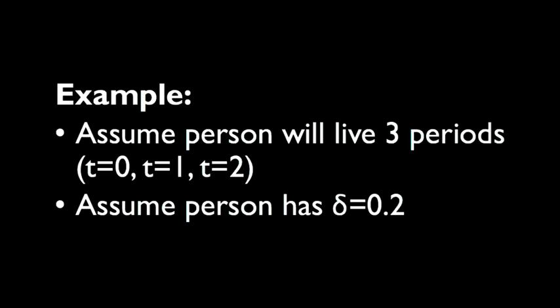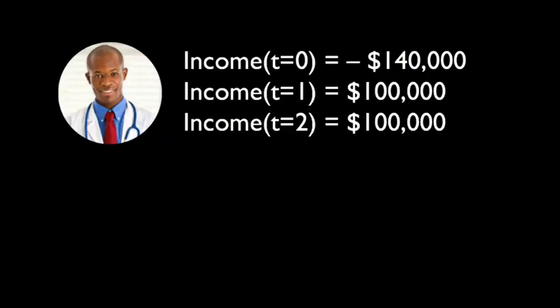And that means that if he's going to be making lots of money at the end of his life, he doesn't really appreciate that a whole lot. Like, he likes money now. Okay, if this person becomes a doctor, then in the initial time period of his life, t equals 0, he would have an income of negative $140,000 simply because he has to pay for medical school. And in the next time period, t equals 1, his income would be $100,000. And in the period after that, his income would be $100,000 again.